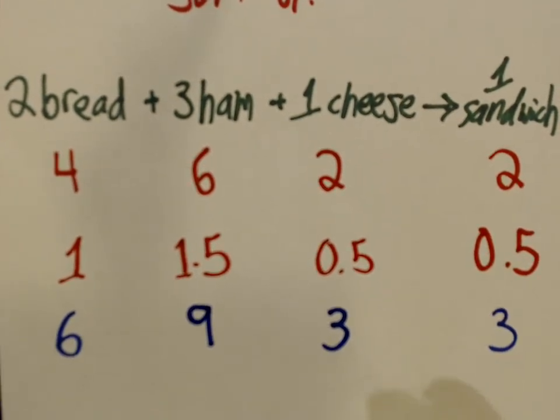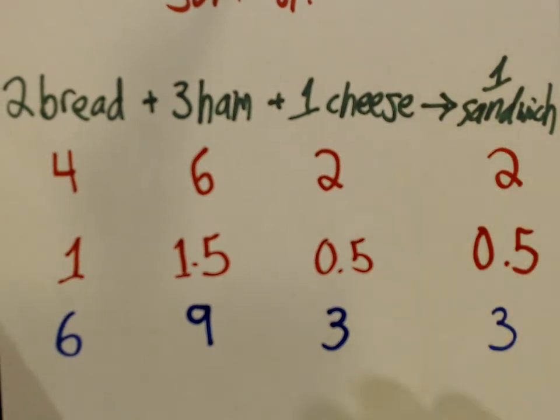So there you go. With a little bit of simple mathematical logic, anybody could take this recipe and kind of rescale it to other quantities, whether that be the amount of sandwiches you want to make, or the amount of cheese available, or the amount of ham, or the amount of bread. It does not matter.